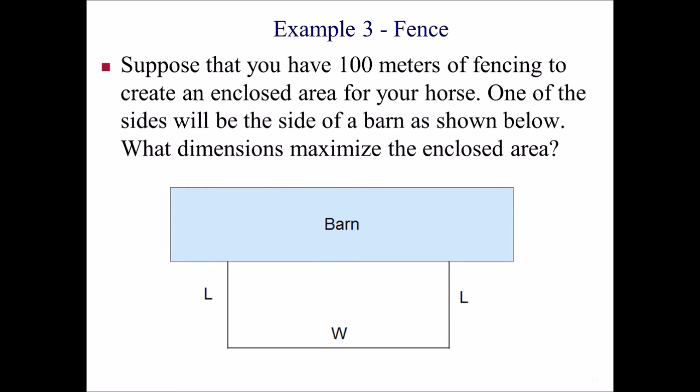The last example I would like to look at is a fencing problem. Suppose that you have 100 meters of fencing to create an enclosed area for your horse. One of the sides will be the side of a barn as shown below. The question is, what dimensions maximize the enclosed area?